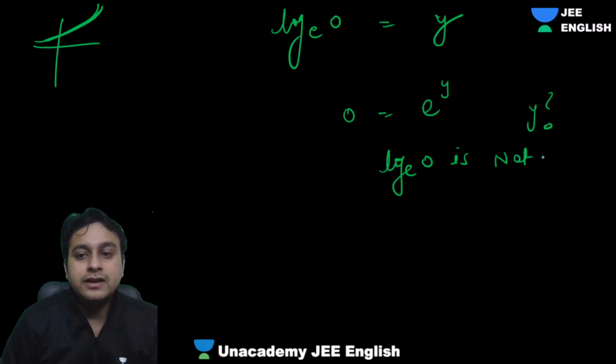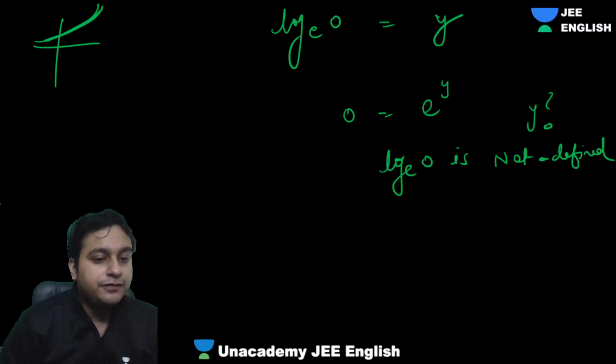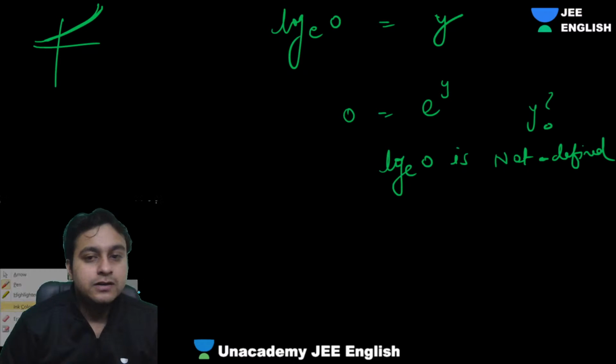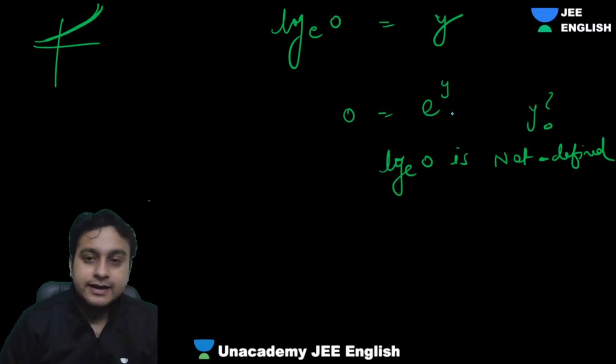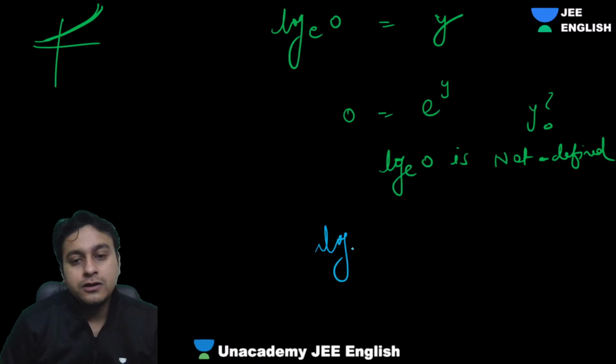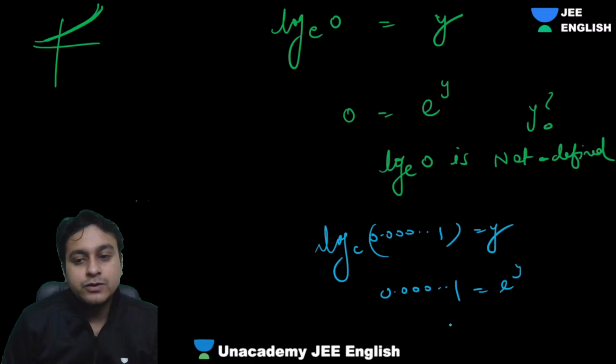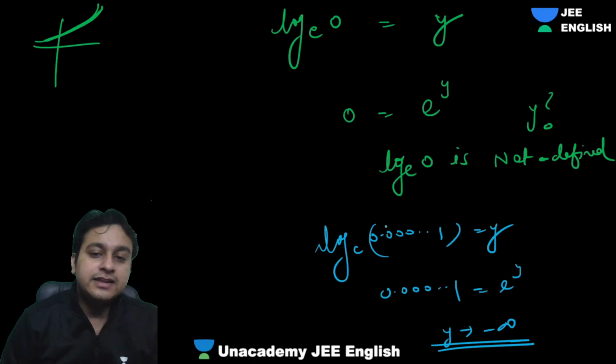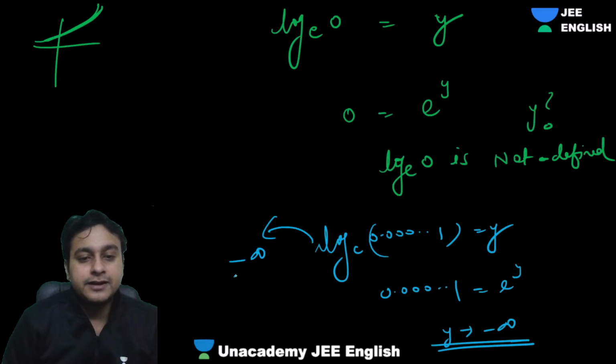There's a difference between not defined and infinity. There's a huge difference between log 0 and infinity, and that's why it is not defined. Got it? Now if you talk about log base e of 0.00001, you can put it as y. So 0.00001 is e power y. Now you will say that y can be tending to minus infinity. Understood? So that's the reason why this is minus infinity.